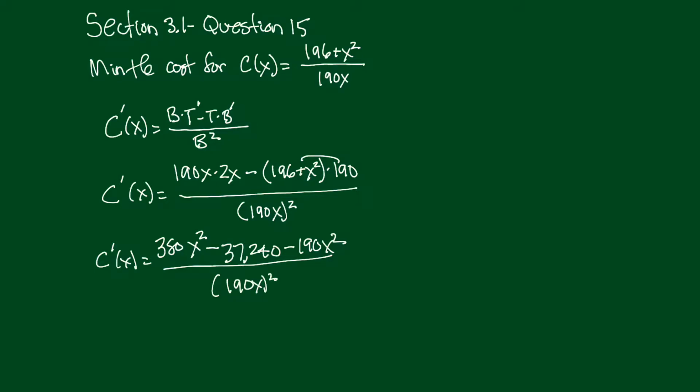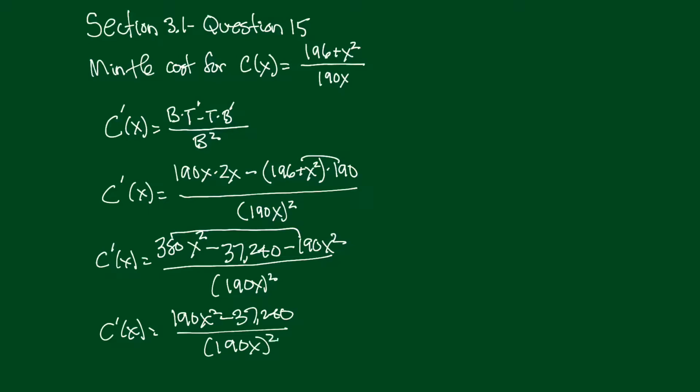Now, let's see. C prime of x is, all right, so we've got 380 minus 190 is 190. So we will have 190 of those x squareds and then just minus 37,240 over 190x squared.